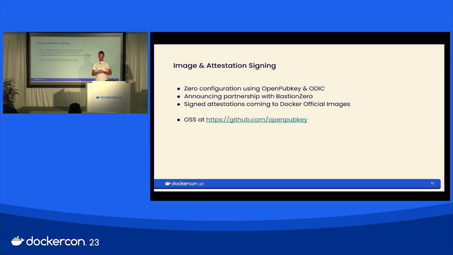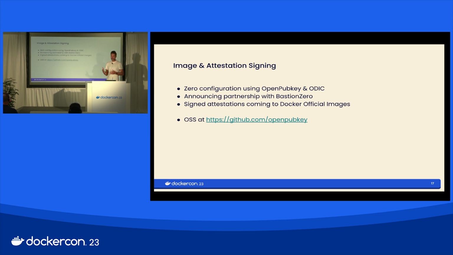Now, something really interesting has been pretty silently announced during today's keynote: Docker is finally starting to sign these attestations. And we're going to be using a technology called OpenPubkey. That technology has been pioneered by a company called BastionZero, whom we are partnering with. And what's really interesting for developers, hopefully in this audience, is that this is a zero configuration signing solution.